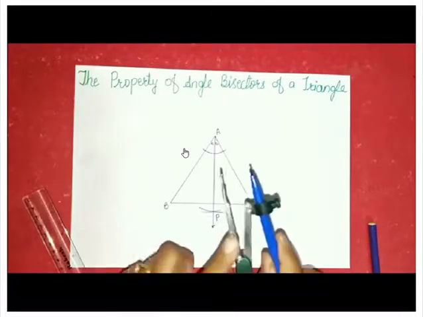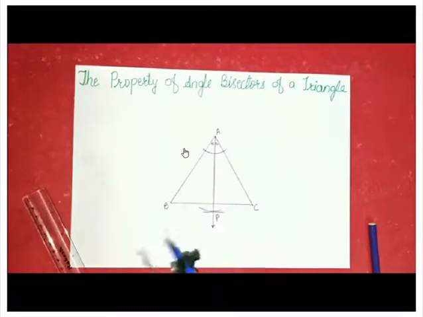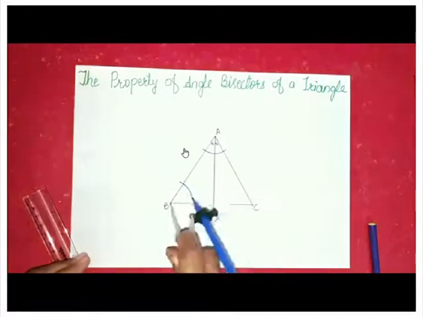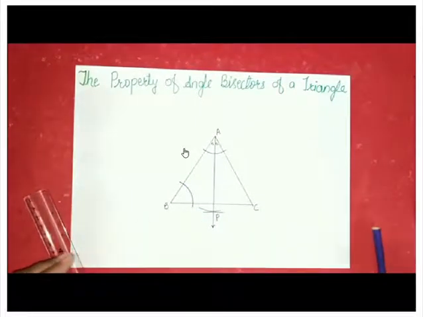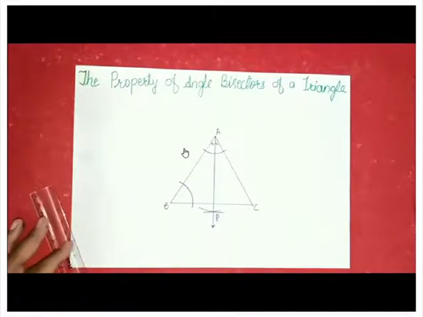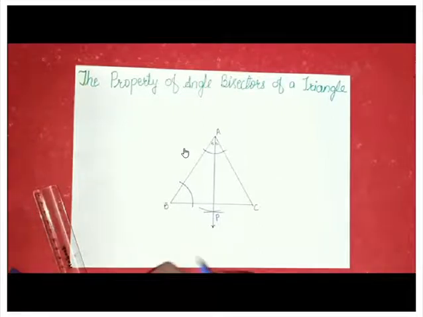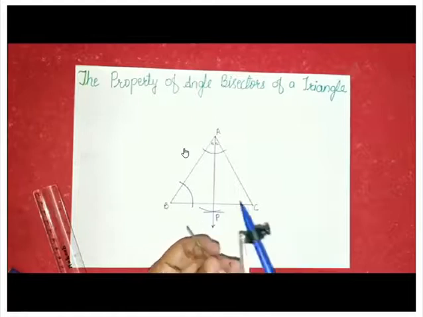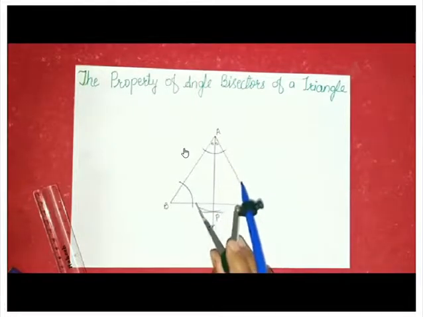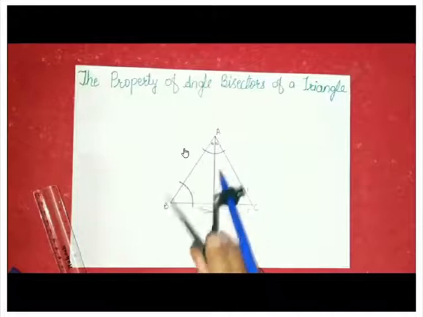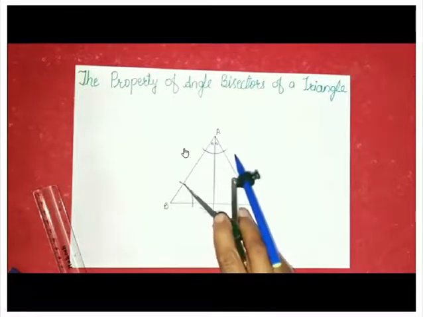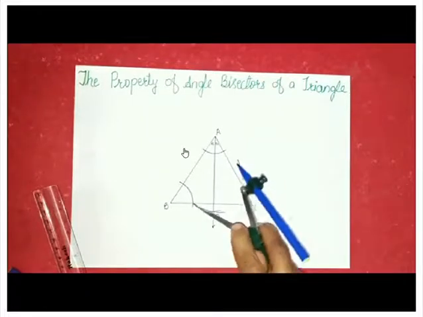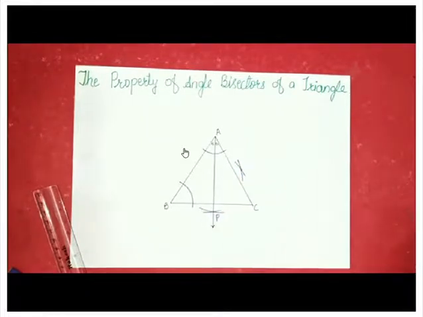For that, again adjust your compass. Give the arcs from vertex B on both its arms. Now here you got two intersecting points. From these two intersecting points, we will give the arcs outside the triangle. Again adjust your compass. Put the needle end here, give one arc, then another needle end here and give the arc like this.